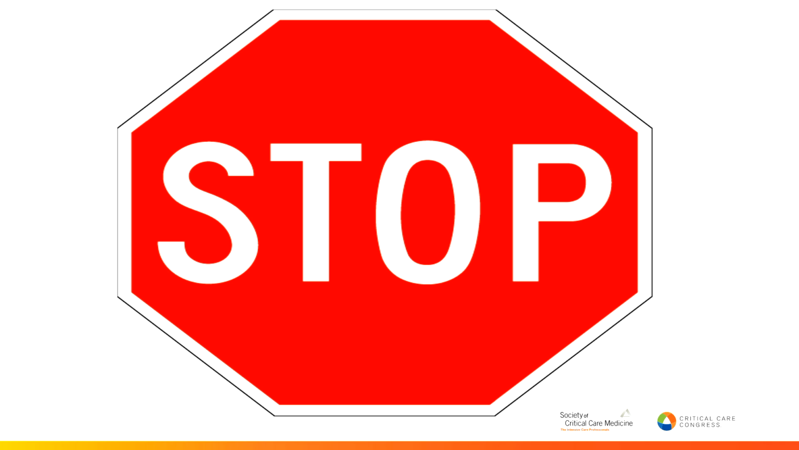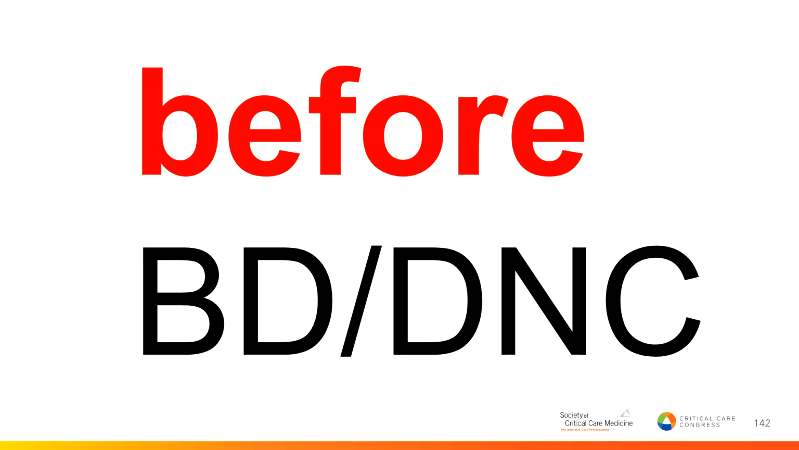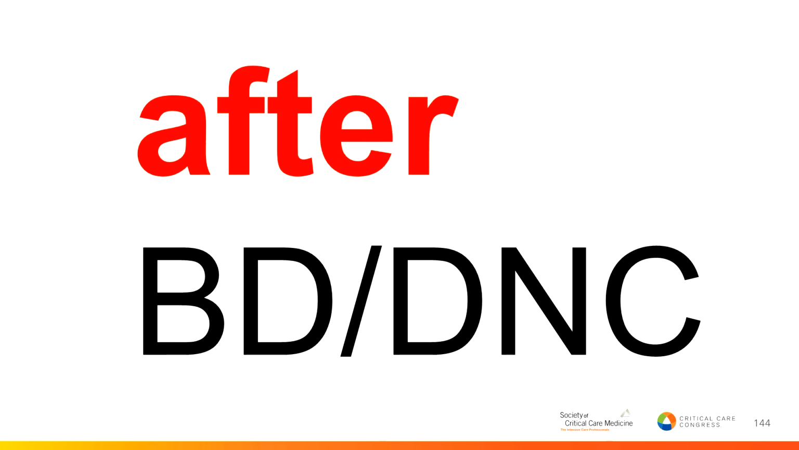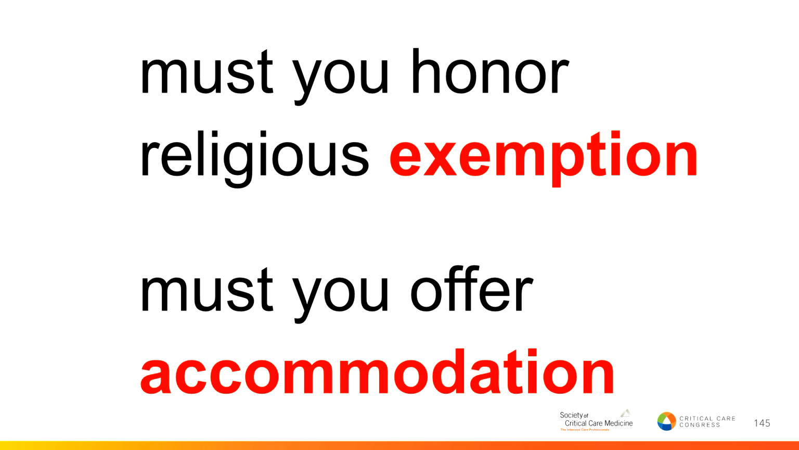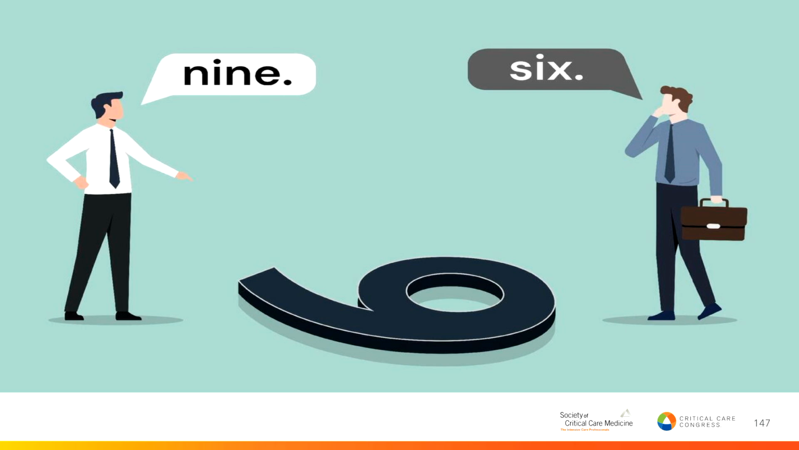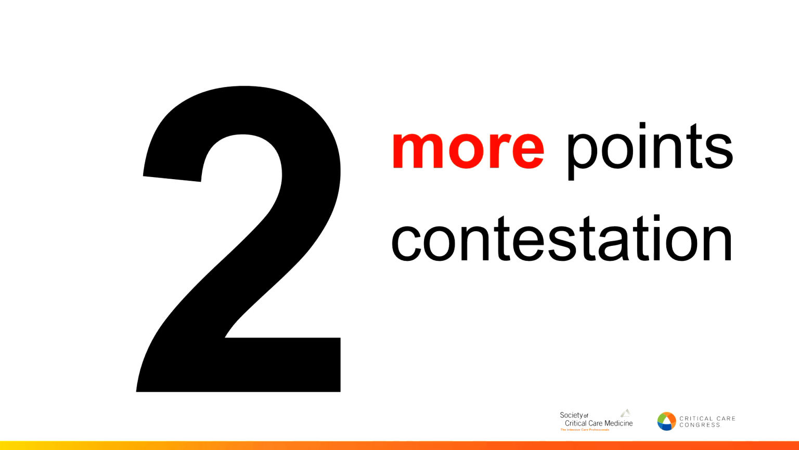So let's stop right there and recap. I've given you 4 points of contestation. Before brain death determination, the questions are, do you need consent to do the testing, and must you offer an accommodation? After determination of brain death, the questions are, must you honor religious exemption, and must you offer an accommodation? Now, there's variability in how those questions are answered. Different states give different answers. And that's not good. But there's still two more points of contestation.